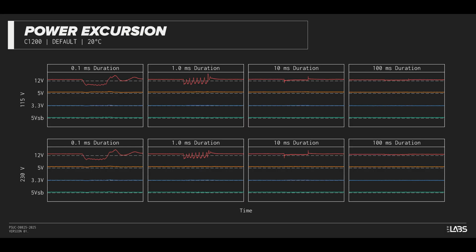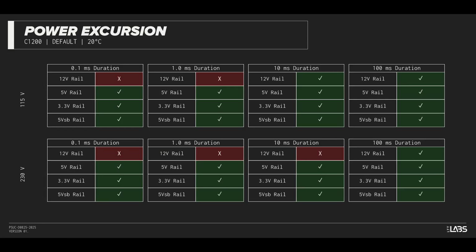The Excursion test momentarily applies up to 200% of the rated load to test a power supply's ability to support components that may temporarily require more than their rated current. The C1200 Gold withstood all the excursions but failed to maintain ATX voltage limits in a few cases. This is unlikely to impact reliability for a vast majority of workloads.